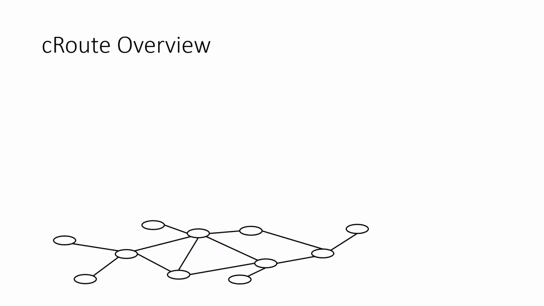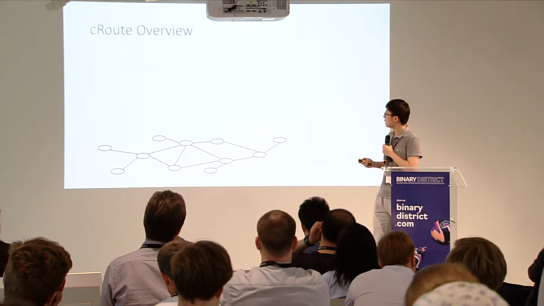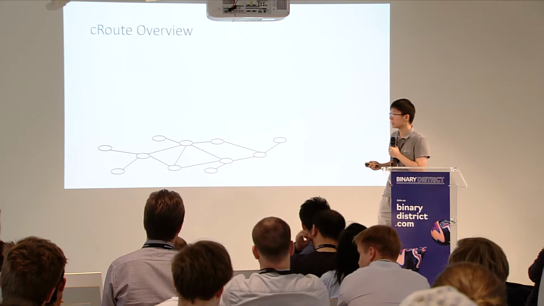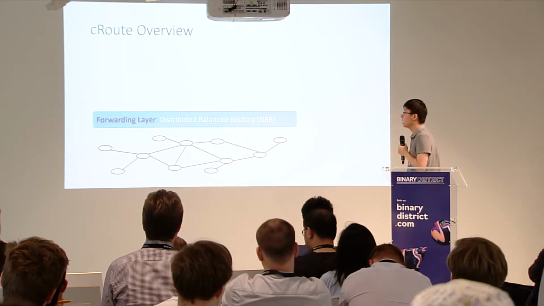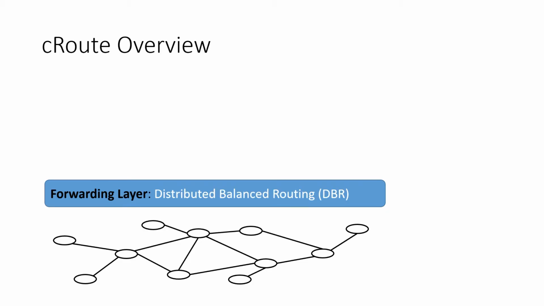Observing the issues above, in Celer Network we propose cRoute. It's a new routing mechanism, and we have 3 layers. The first is the most fundamental layer, the forwarding layer, which deals with the challenges I just described. We call it a distributed balanced routing layer.